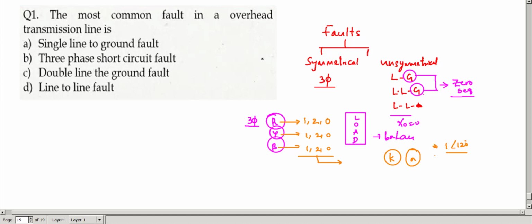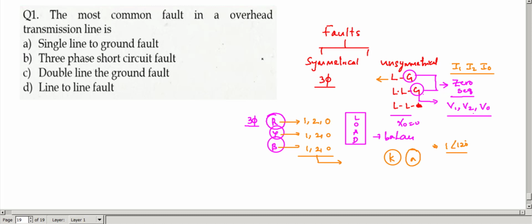From this, what we observe is that whenever you have a ground, the zero sequence reactance is present. And in line to ground fault, the positive, negative and zero sequence currents are equal. Whereas in double line to ground fault, the positive sequence voltage, negative sequence voltage and zero sequence voltage are equal.